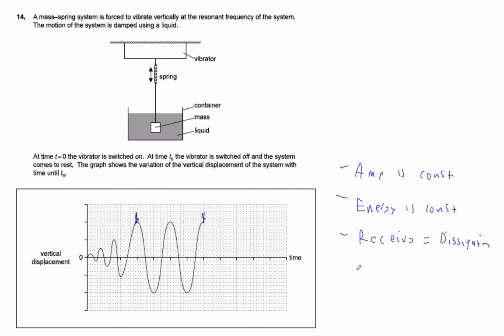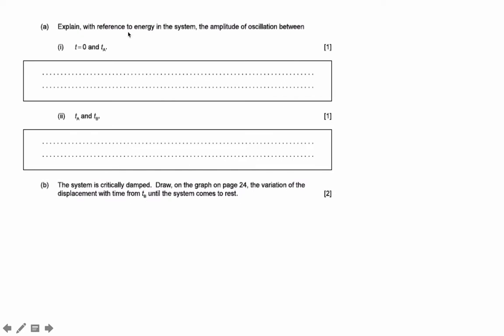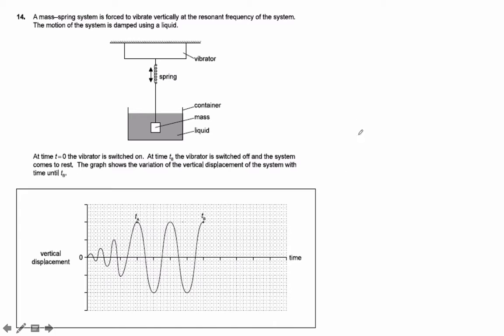I don't know how much they want for that question, right? With reference to the energy, and I think we covered that. Okay, the system is critically damped. Draw on the graph on page 24 the variation of displacement with time from TB until the system comes to rest. Well, remember that critically damped means Q is 0.50.